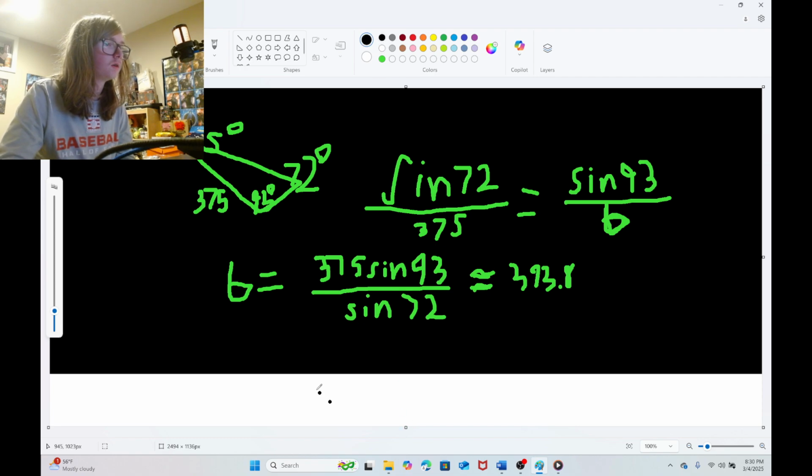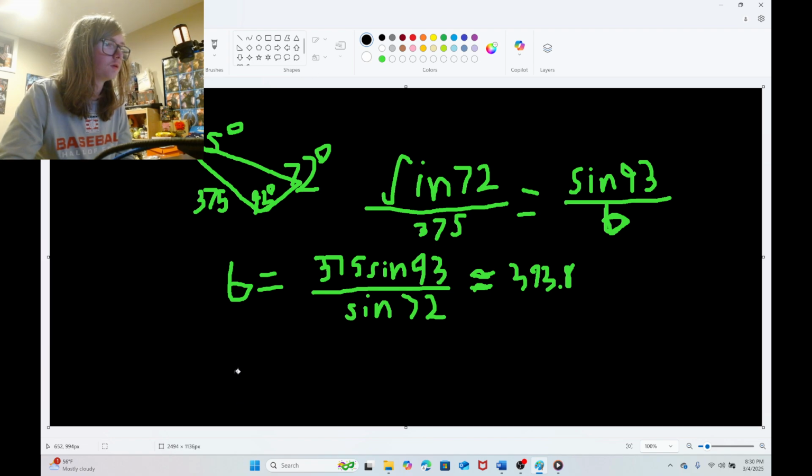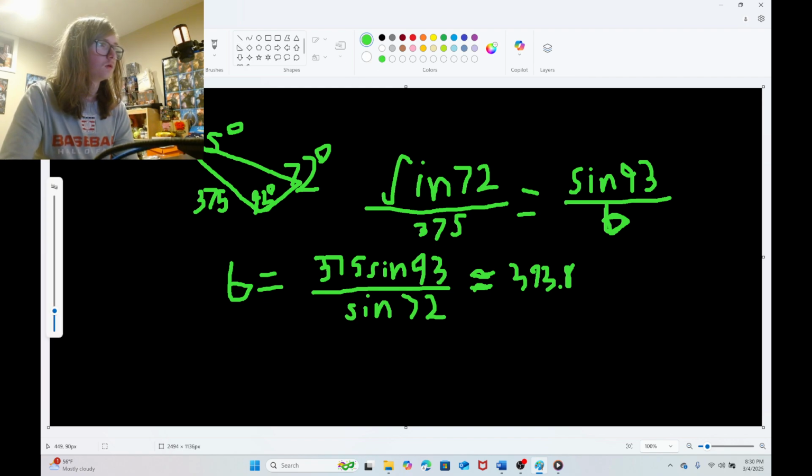Don't fill the whole thing. Okay, so I've given us more length. Now we need side A.